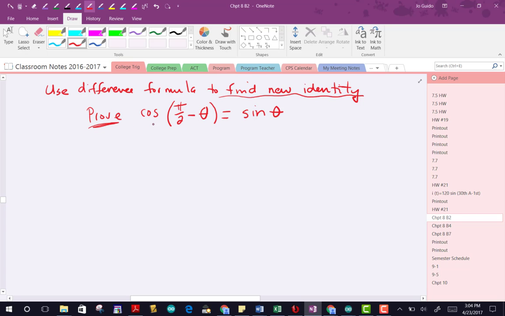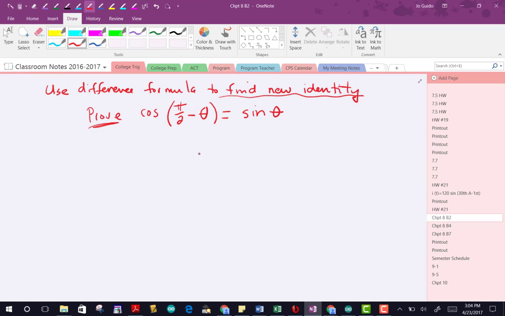So we're going to rewrite this as the cosine of pi over 2 times the cosine of theta, and then opposite signs. So this is going to be plus the sine of pi over 2 times the sine of theta.